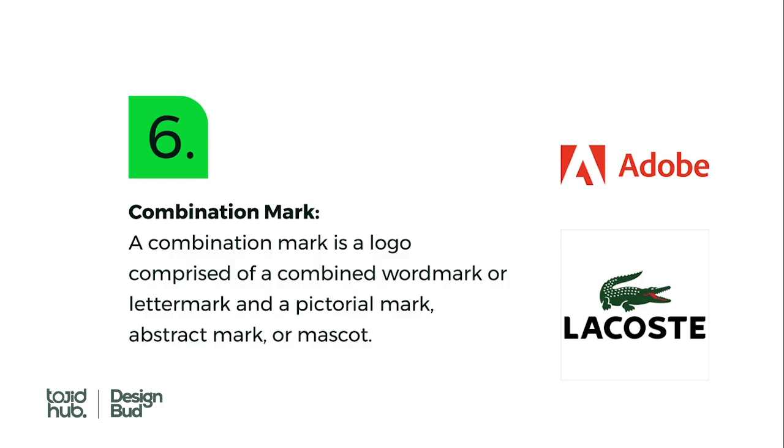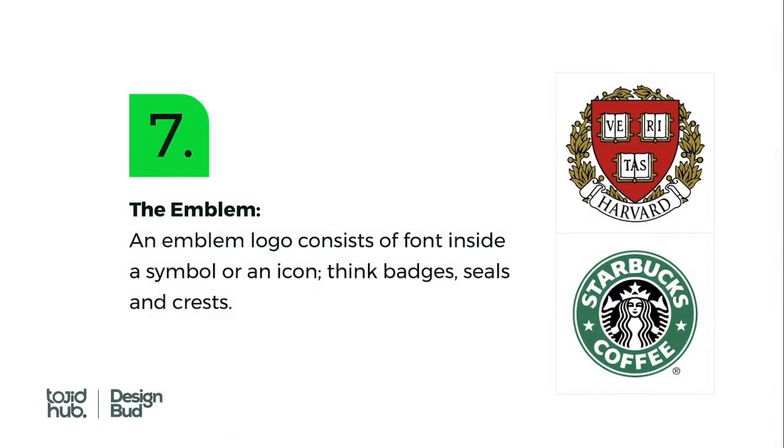So the last one we are going to be talking about here is the emblem. An emblem consists of fonts inside a symbol or an icon, majorly used as badges, seals, and crests. These logos are often the go-to choice for many schools, organizations, and government agencies. Mostly schools use this. Schools and some churches make use of the emblem logo mark.